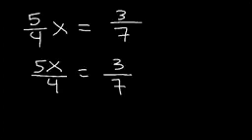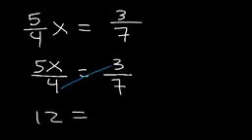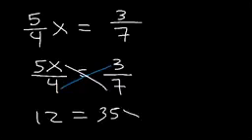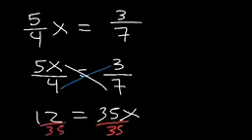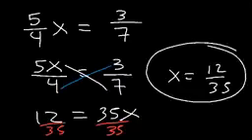Whenever you have two fractions separated by an equal sign, you can cross multiply. 4 times 3 is 12, and 5x times 7 is 35x. So now to isolate x, we could divide both sides by 35. So the answer is 12 over 35.